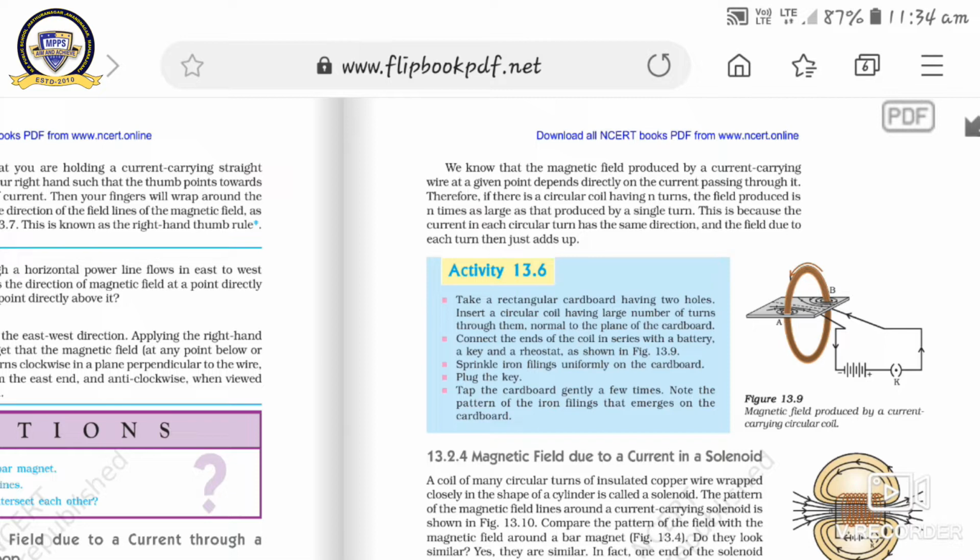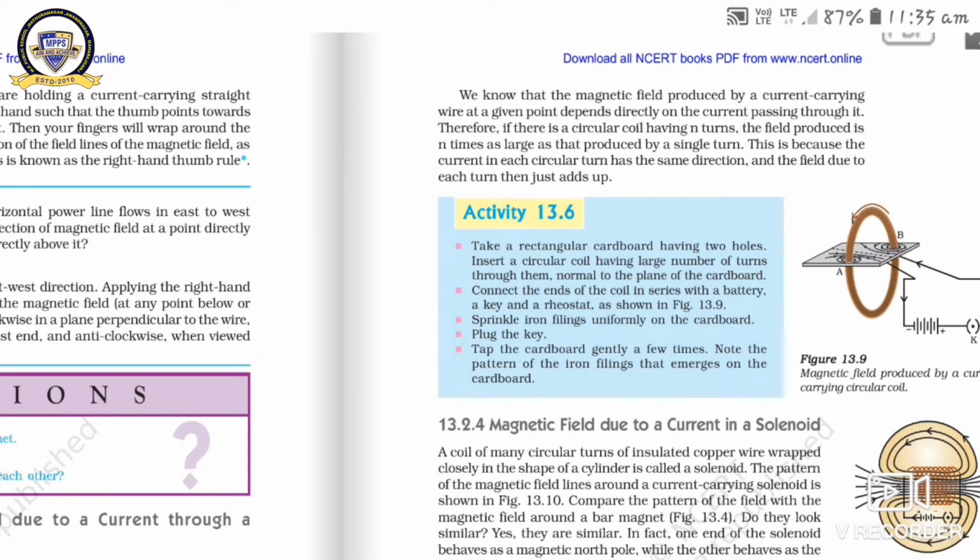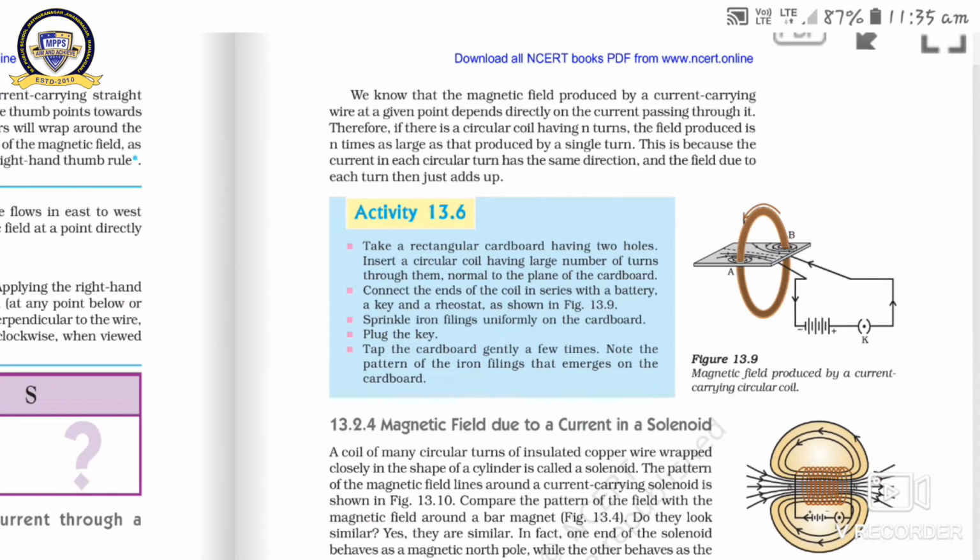This is because the current in each circular turn has the same direction and the field due to each turn just adds up. It means if you increase the number of turns of the coil, the magnetic field also increases. Got it? You can understand it with the help of the activity given in activity 13.6.